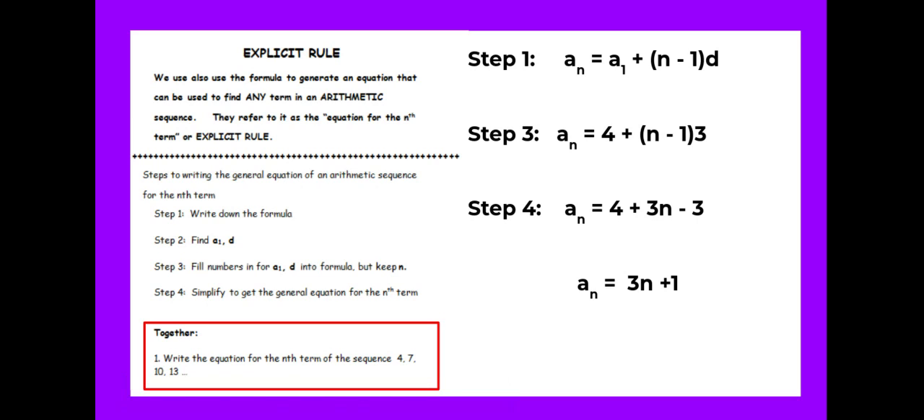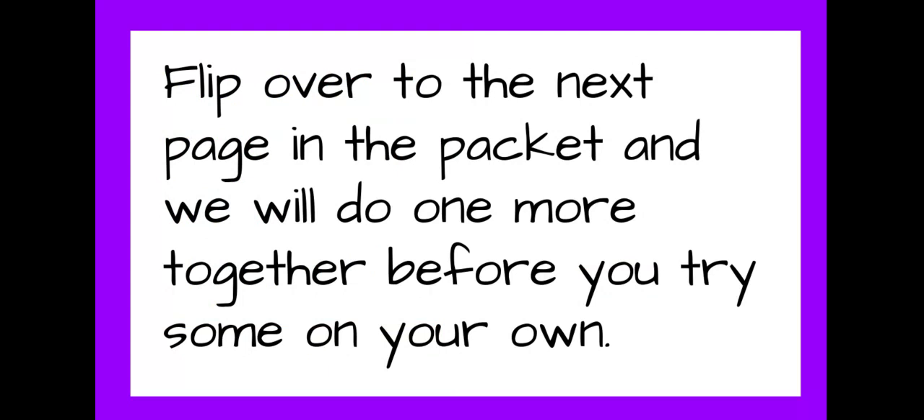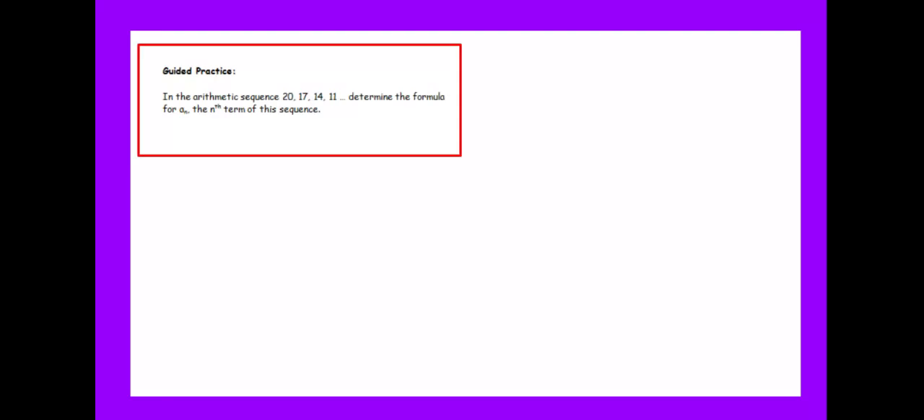So this is something that you also have to know for the Regents. So make sure that you can figure out how to find a rule for each term in a sequence. Again, it's just another equation of a line. So flip it over. We're going to work on the next page in the packet. We're going to try one more together, and then you guys are going to try some on your own on Google Forms.